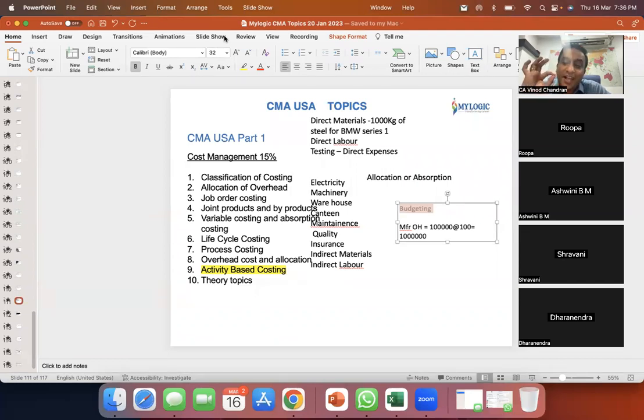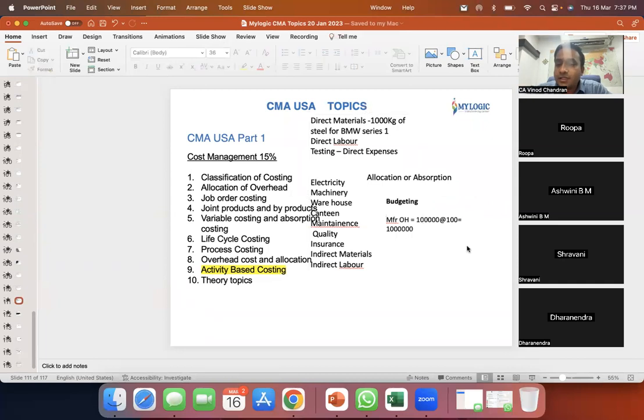So budgeting at the beginning, even before the production starts, we would have derived some number as, let's say, 1 lakh into 100. 10 lakh is my budgeted overheads. I'm mentioning the budgeted overhead. Now what we do is, we depend on these numbers.